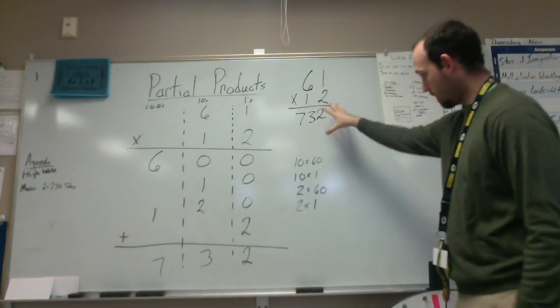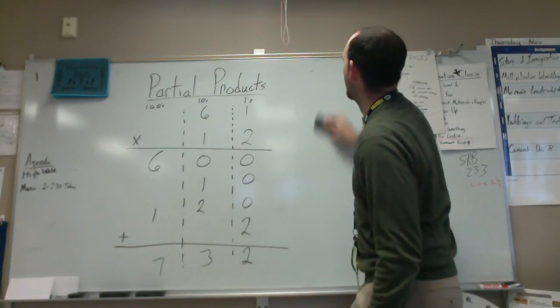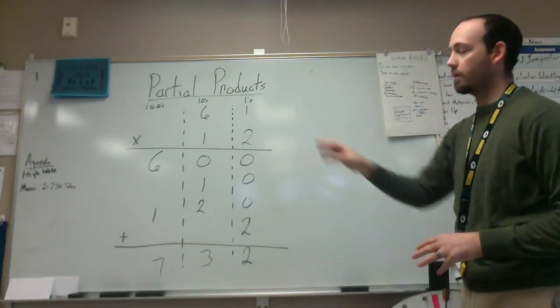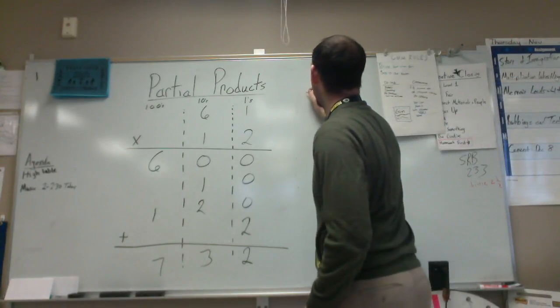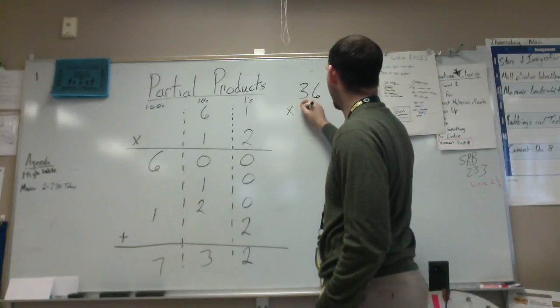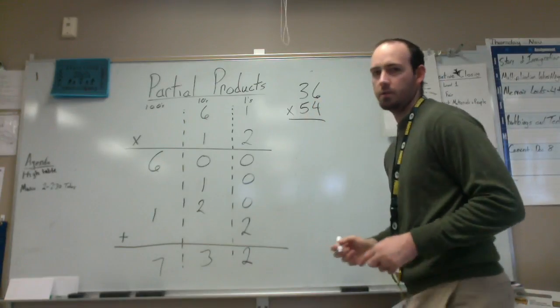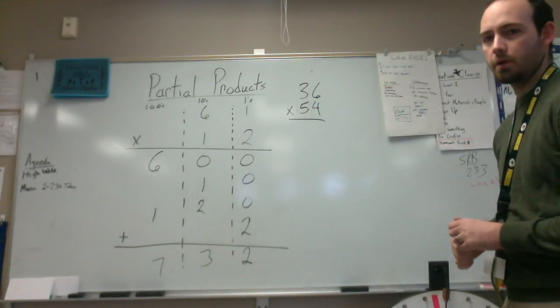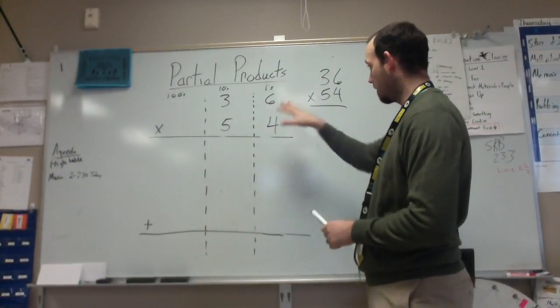I'm going to erase my work right here and give you a new problem that I would like you to then fit into that structure, so you'll have to copy that down again. Let's go ahead and do this problem. Let's do 36 times 54. 36 times 54. So go ahead and pause and try to do that. All right, let's go ahead and solve this.